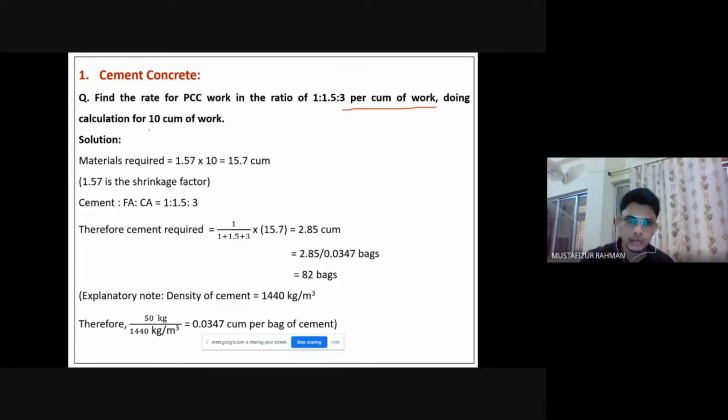We have to do the calculation for 10 cubic meters of work. So we have to find out the materials and labors that are required for 10 cubic meters of work, and then finally find out the rate for 1 cubic meter of work. That is what we are asked to find out. Now, if we are going to have 10 cubic meters of PCC concrete, then how much materials will we require? Here we are applying a shrinkage factor.